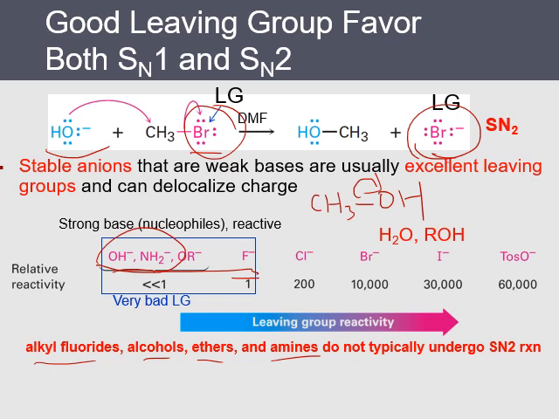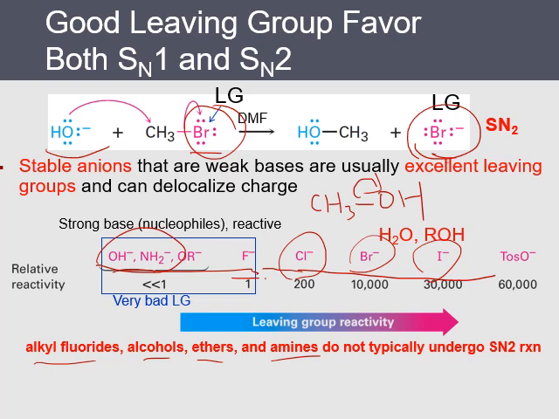Now for alkyl halides, chloride is a much better leaving group than fluoride, and bromide is a very good leaving group. Iodide is very good, much better than chloride. So the heavier or larger the size of the anion, the more stable and the better the leaving group.